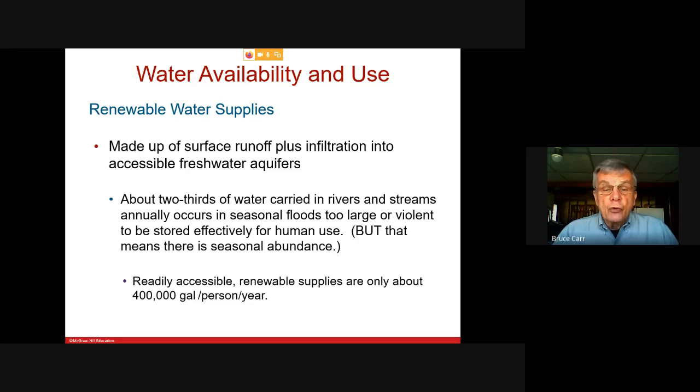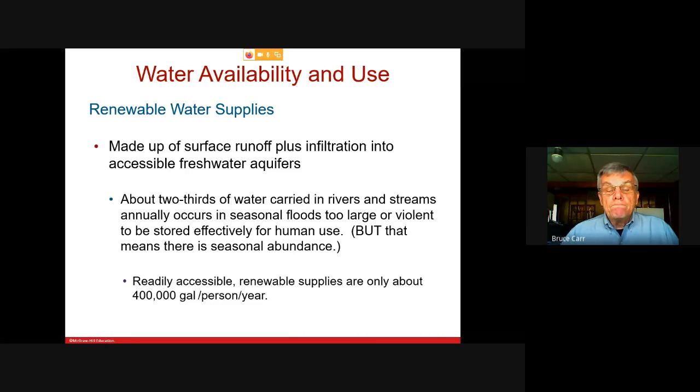So a fairly constant water supply flowing by St. Louis. Two-thirds of the water carried in rivers and streams actually occurs in floods that are at present not controlled, meaning that it is large and violent. And up until now, it's been fine just to wait until the floodwaters go down and take our water when the water's flowing more calmly. However, it does mean there's seasonal variation and there's an abundance that is not being used.